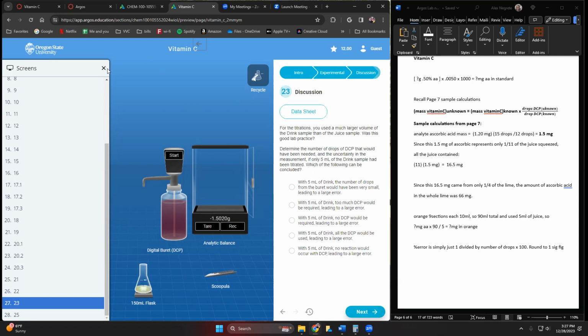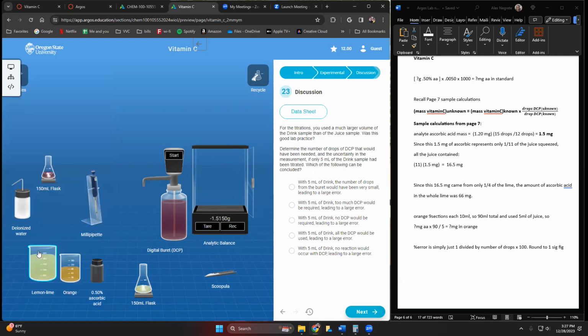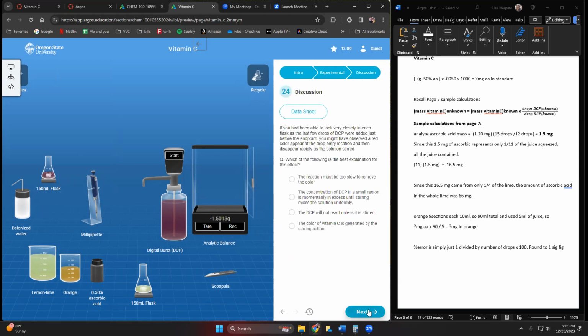And notice how we used 25 milliliters of the lemon lime juice versus 5 milliliters of the orange juice. But if we had used 5 mL of each, this would have required fewer drops, which means we would have had a larger error, right? So with 5 milliliters of drink, too much of this would be used. So with a 5 mL drink, the number of drops for the reaction would have been a really small number, and that would have given us a bigger error, and we don't want that.